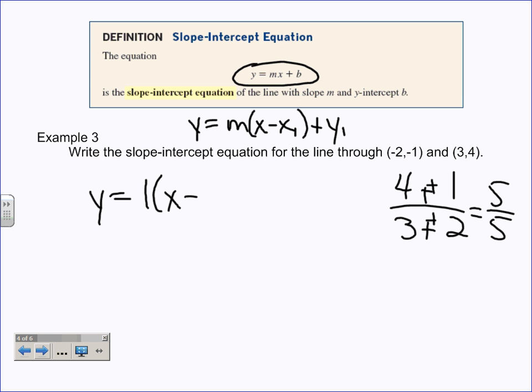Depends on which of the two values you want to use. You want to use these right here? We're going to make that choice. Is that what you want to do? Choose negative 2, negative 1 as our point. Again, remember, point slope equation, not points. You just got to pick one. So x minus negative 2. All right. Now what do you do?